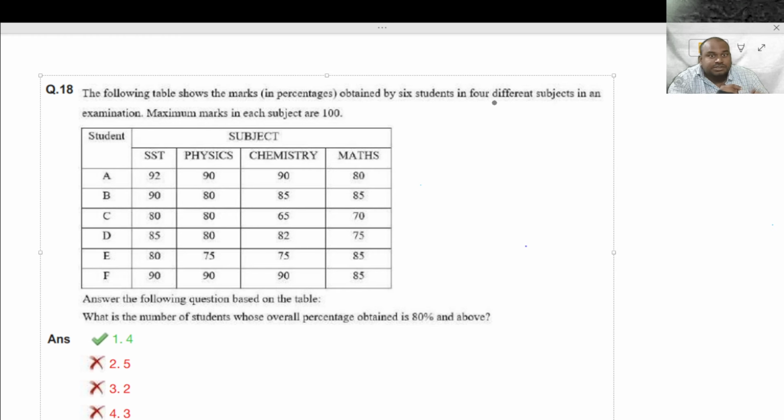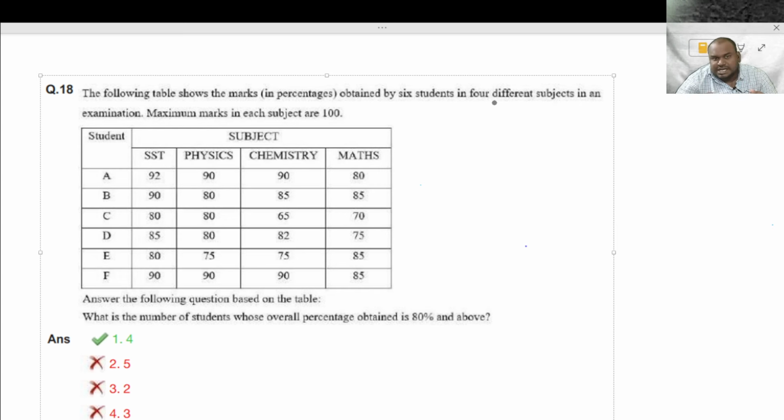The following table shows the marks obtained by six students in four different subjects in an examination. Maximum marks in each subject are 100. So there are six students, and their marks were given for four subjects. That's it. What is the number of students whose overall percentage obtained is 80% and above?